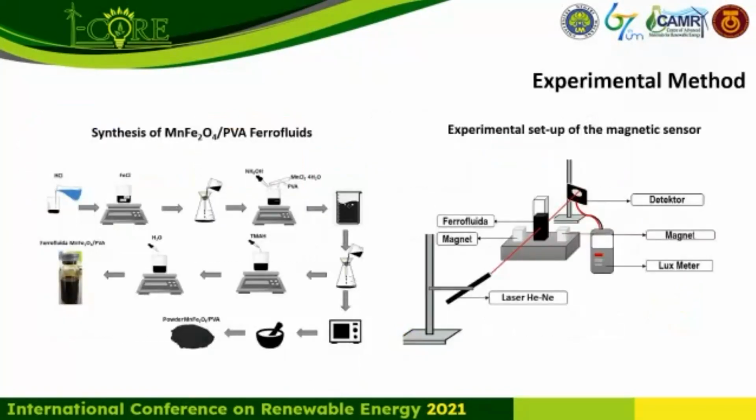Experimental methods. This research consists of two methods, namely the synthesis of manganese ferrite PVA ferrofluid and the experimental setup of the magnetic sensor, which can be seen in the picture.